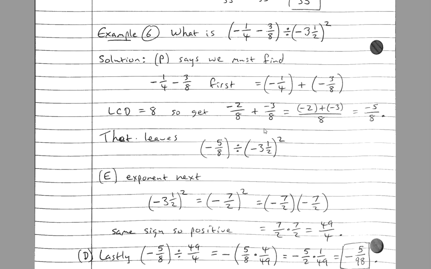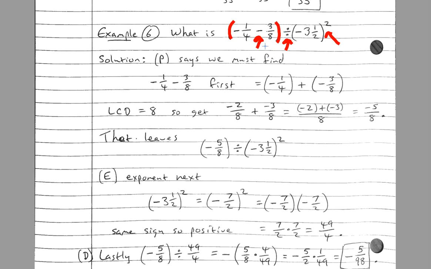Okay, this looks like a tough example. Example 6. What is this? All right, so let's take a look at all the operations. We have a subtraction here. We have a division here. This is not a subtraction. This just means the whole thing is negative. But we have an exponent here, and also we have parentheses here.